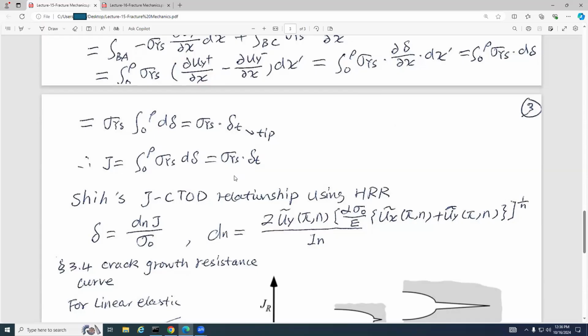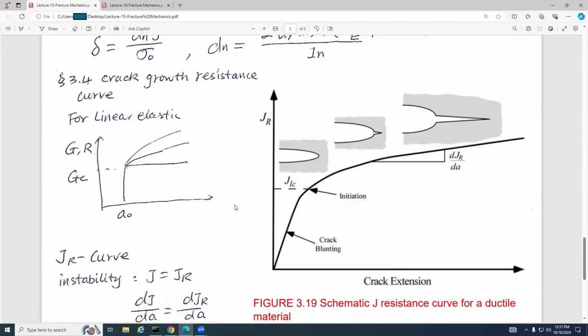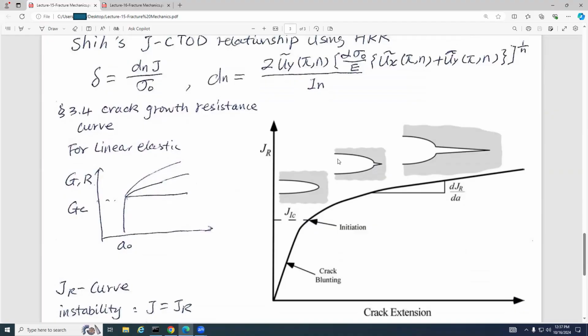Questions so far? The relationship between J and the CTOD. J is the integral, and CTOD is the crack tip opening displacement. And then we talk about the crack growth resistance curve. Now look at this curve. When we talk about the energy release rate, we also talk about this R resistance curve. You still remember? This is the same thing, very similar.